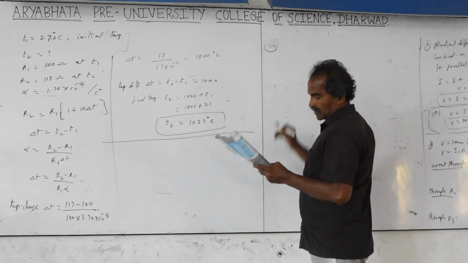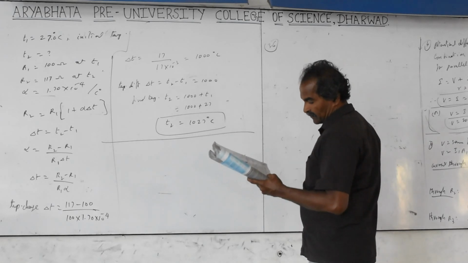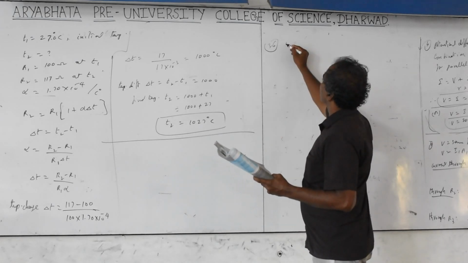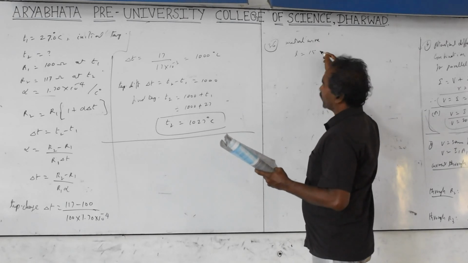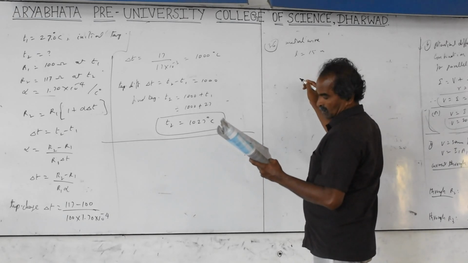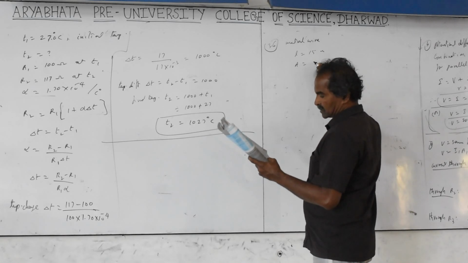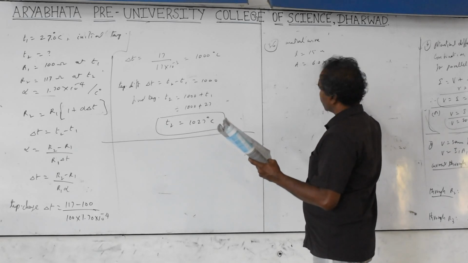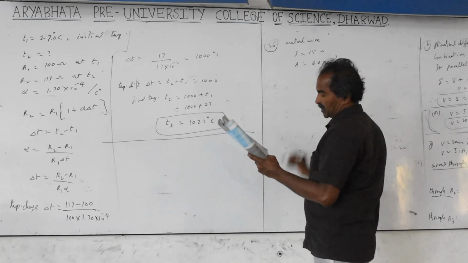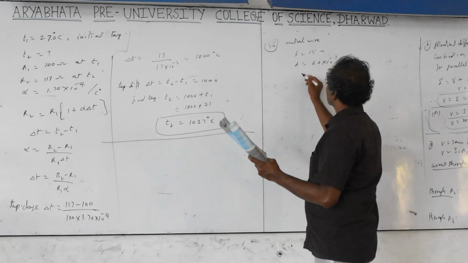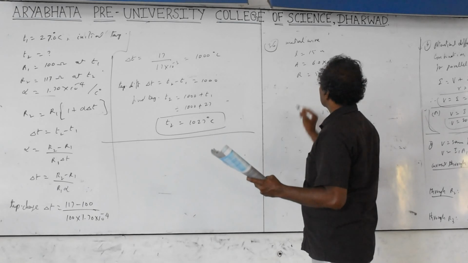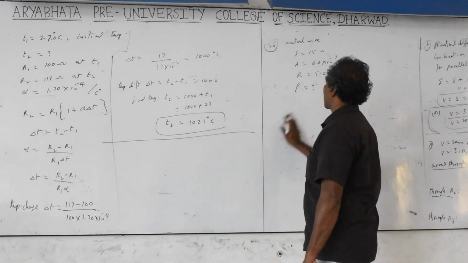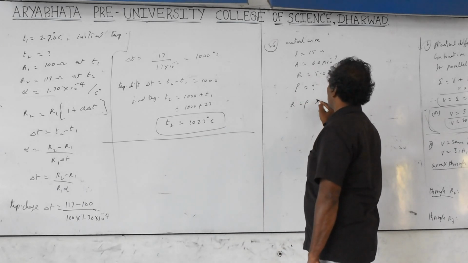This is question 3.6. You are given the data. Length of the wire L is equal to 15 meters, area of cross section is 6.0 into 10 to the power of minus 7 square meters, and resistance is 5.0 ohms. You are asked to find the resistivity. The relation we have is R equal to rho into L by A.